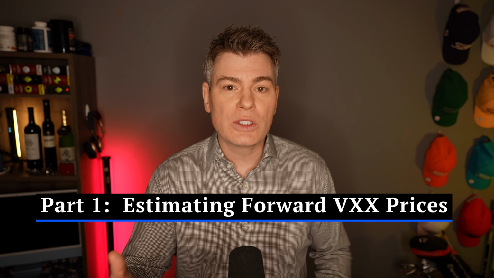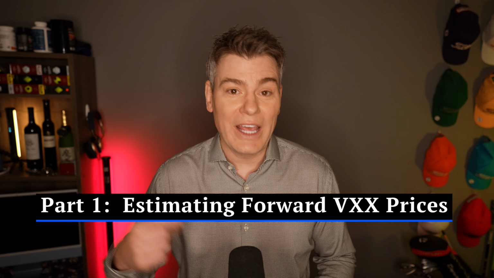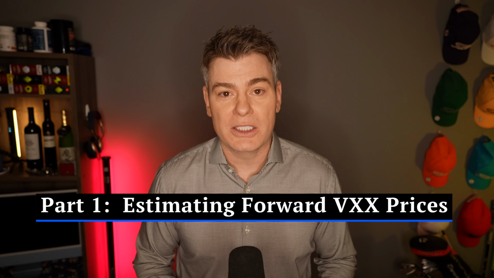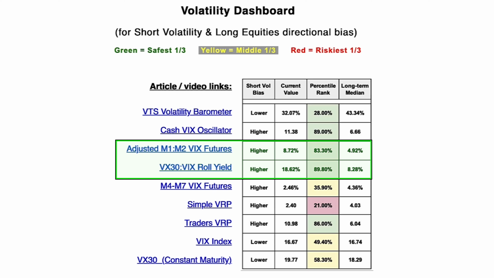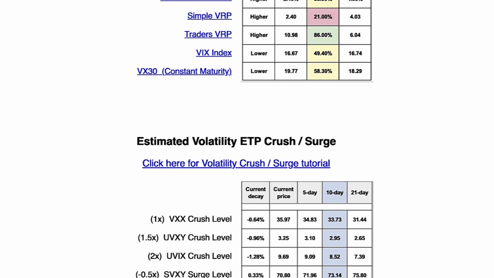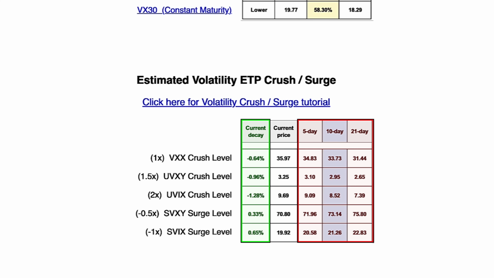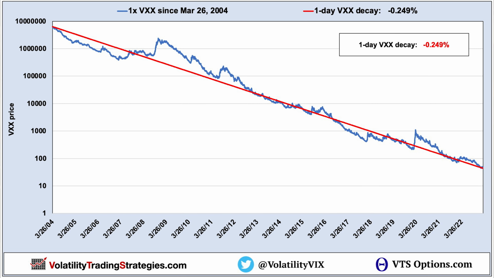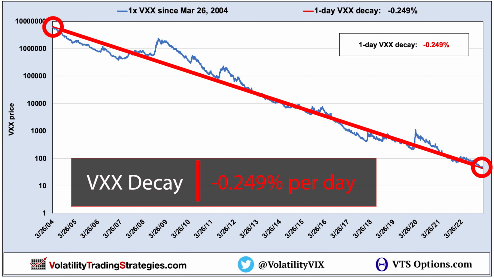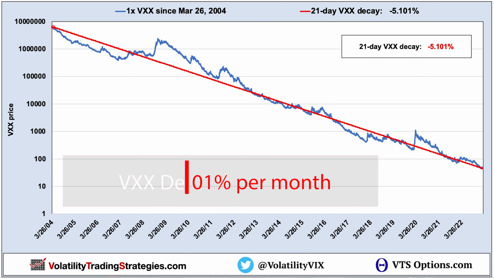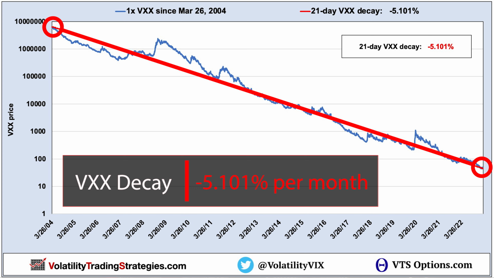In that video, we used our knowledge of how the VXX works and we estimated its future price 8 months from now. We know the VXX derives its price based on the decay factor of the VIX futures that it holds, essentially what's called the VX30 to VIX roll yield. We can use 20 years of historical data to calculate its long-term decay factor, which is minus 2.49% per day or minus 5.1% per month if that's easier to remember.